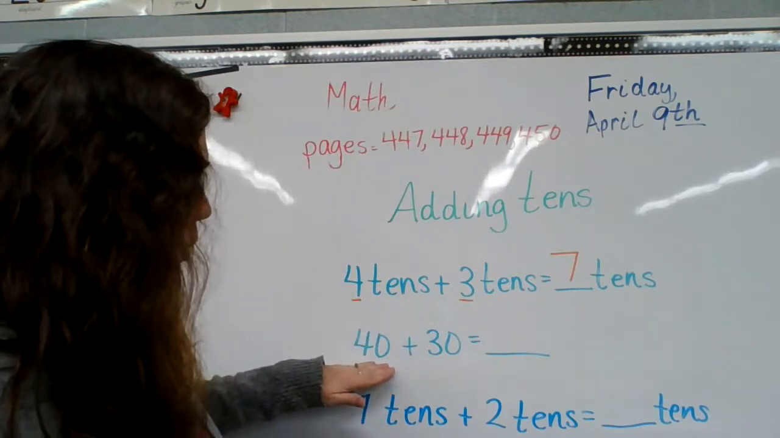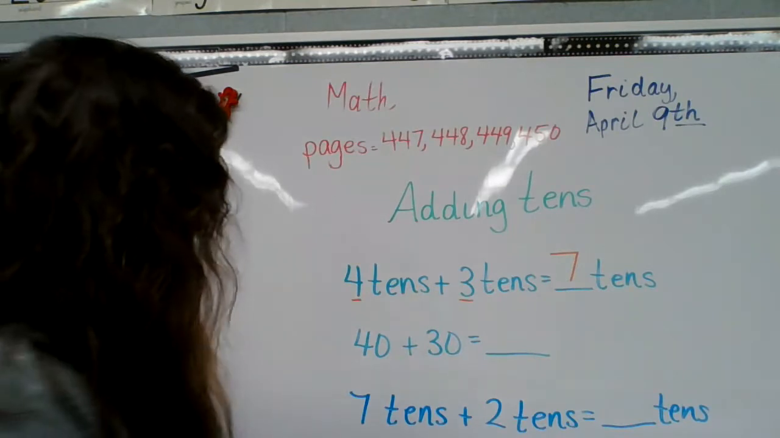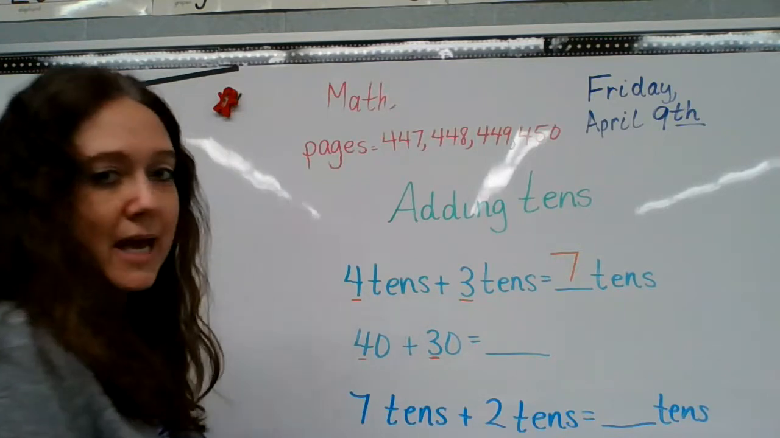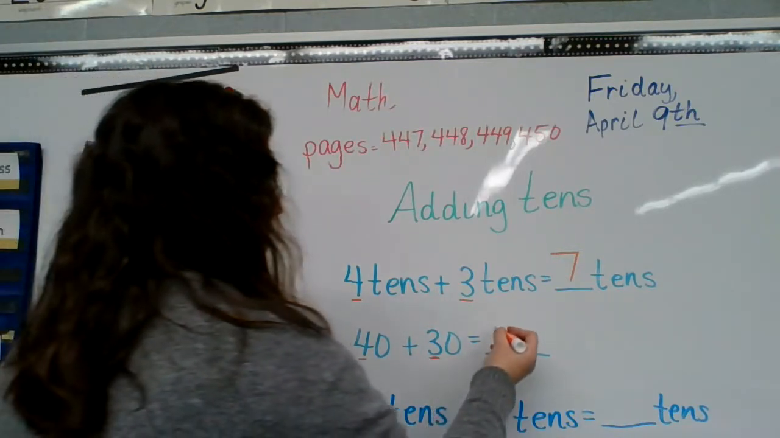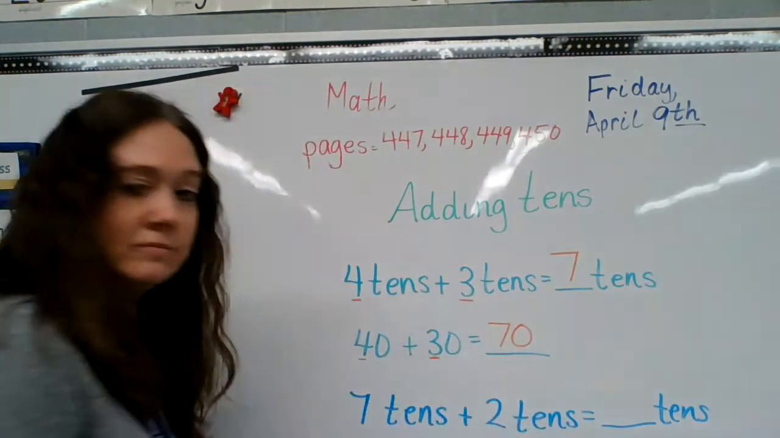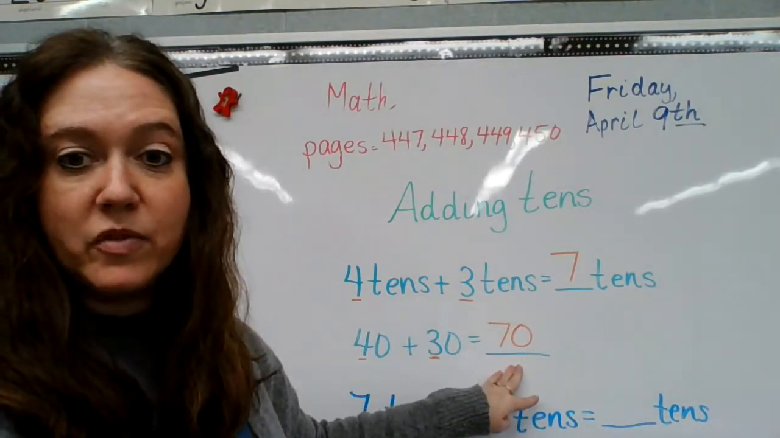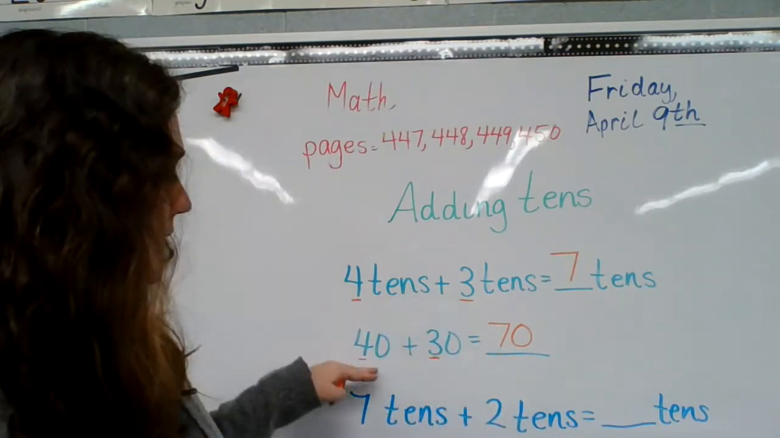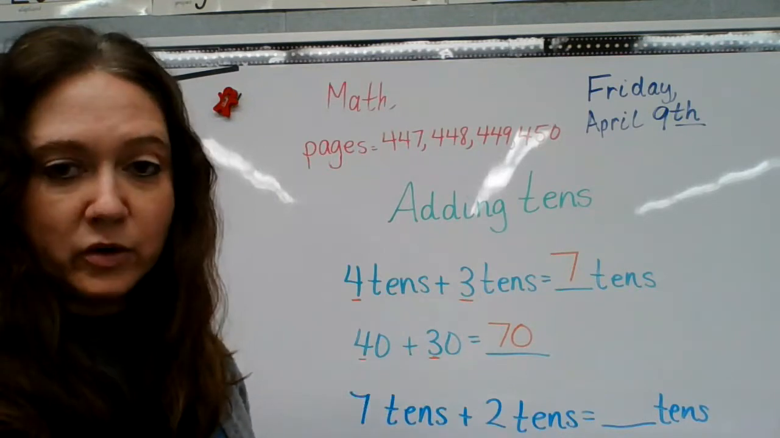So when we're looking at this, 40 is the same as 4 tens, right? So we're adding 40 plus 30. So we just have to think about 4 tens and 3 tens, right? 4 tens and 3 tens would be 70. 7 tens and 70 are the same thing, right? I have 4 groups of 10 here, 3 groups of 10 here, so I have 70 altogether.